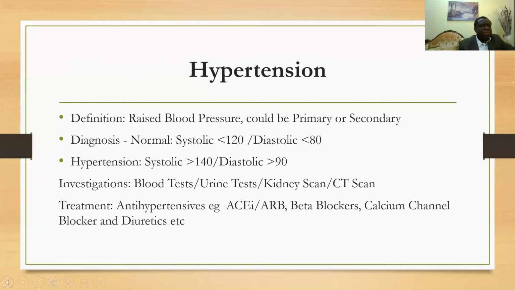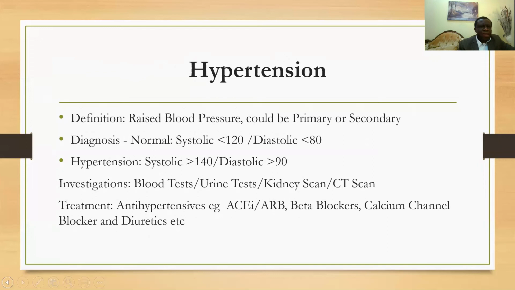How do we diagnose hypertension? Normal blood pressure is systolic over diastolic. Anybody with systolic blood pressure of less than 120 is normal. Less than 80 is diastolic. That's the ideal. Blood pressure of systolic 120 over diastolic 80.